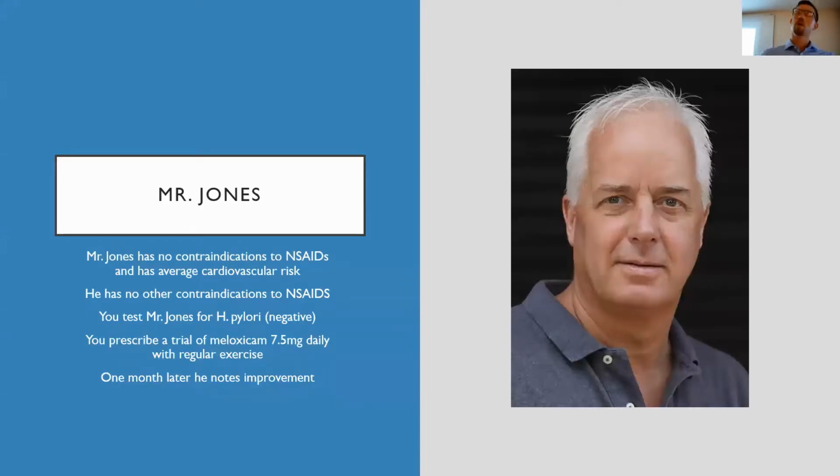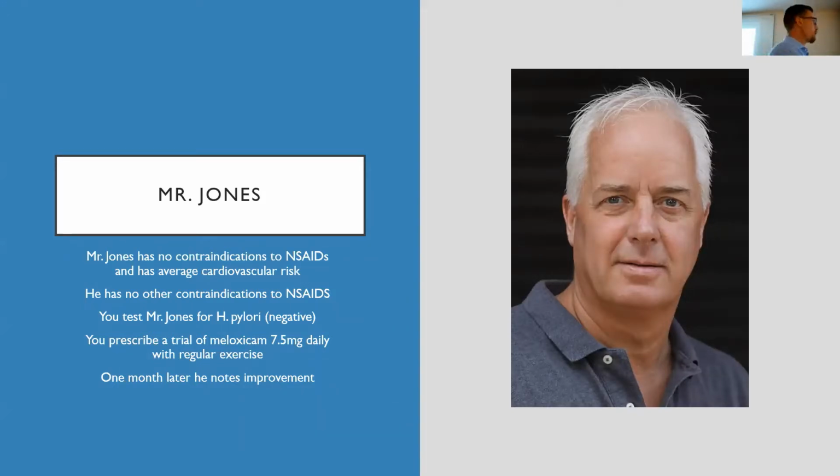So we're going to close back on Mr. Jones. We've seen Mr. Jones. Remember, he's 63 years old, came in with complaints of knee and hip pain related to osteoarthritis. We asked him about GI and cardiovascular risk, and we found that he has no contraindications to NSAIDs, and he's kind of someone with an average cardiovascular risk.